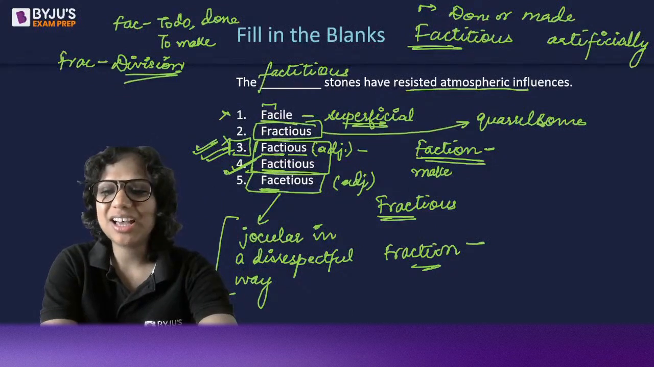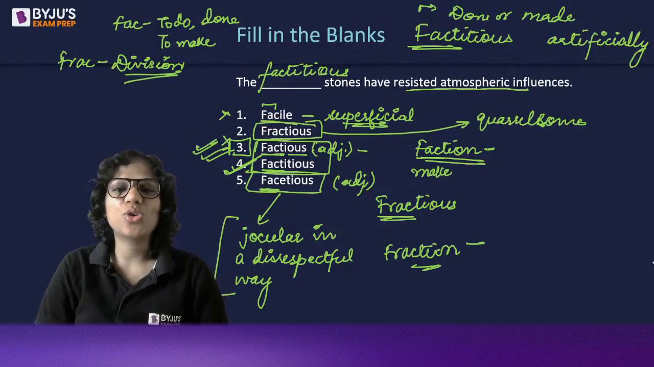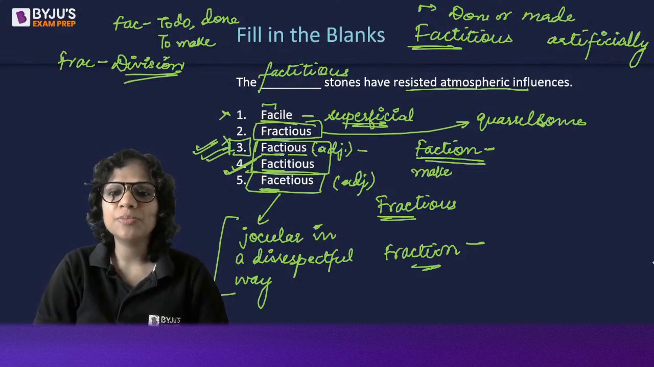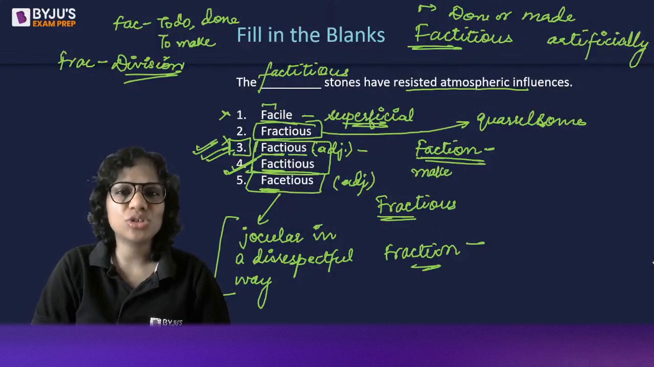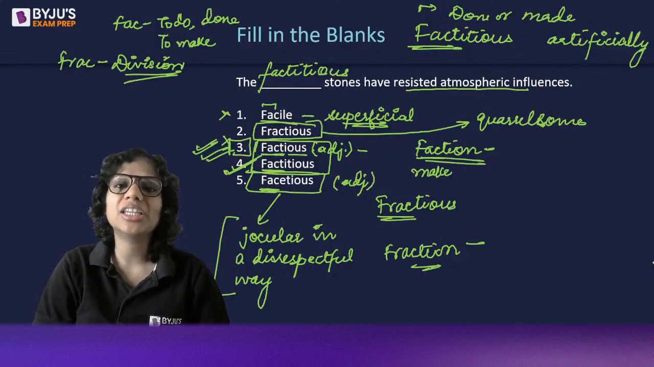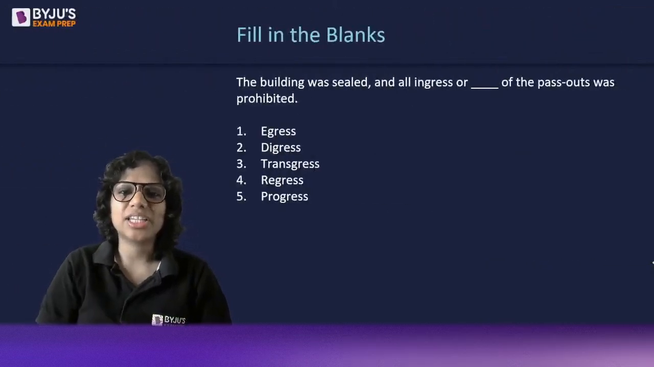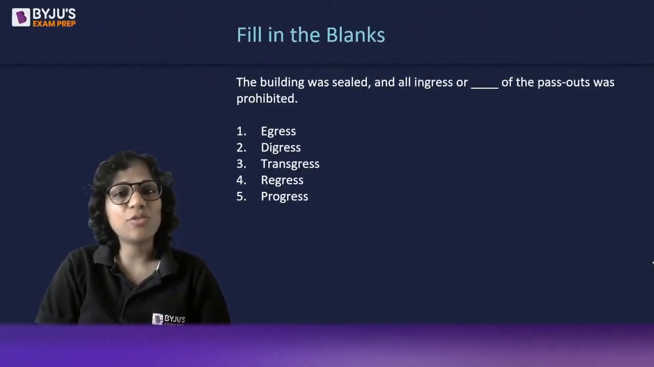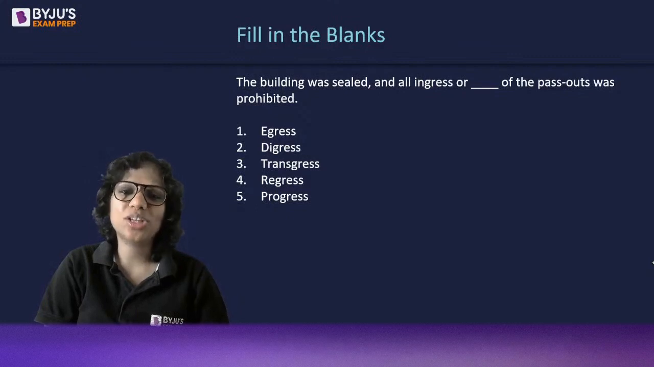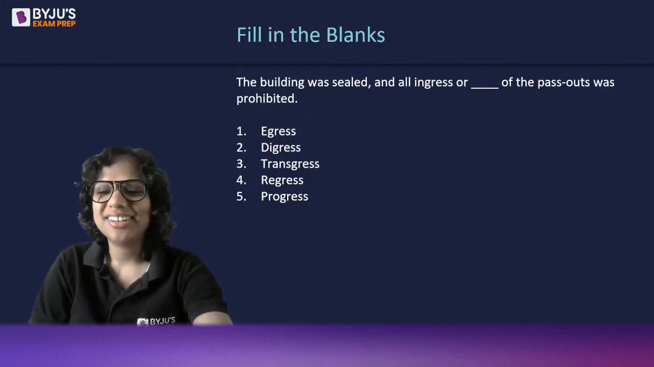Any query, please ask. So we've talked about the root fac. Okay, it means to do, done, to make. We've talked about the root frac, which means division. And we've talked about this word facetious, which means to joke in an irreverent way. All right. Look at this question now. 5 options this time. And again, you'll notice that there is some common root here that we are discussing.